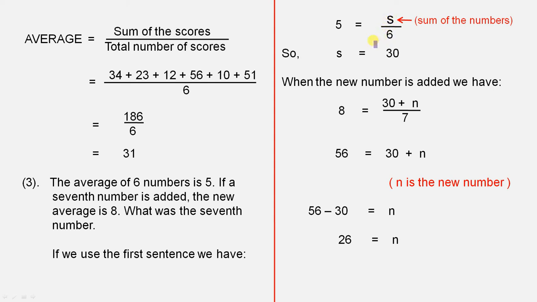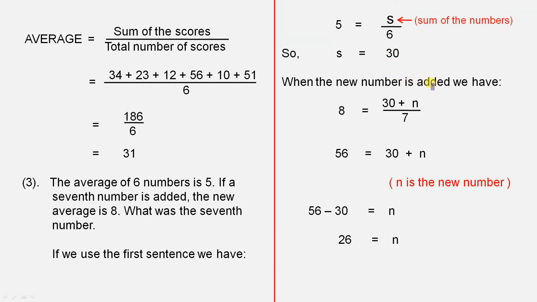Okay, so just by doing a very simple manipulation, the sum must be 30 because it's 6 times 5. So if that's 30, 6 divided into 30 goes 5, and that's the average. So that's an important bit of information that we've calculated, where the sum of the scores is 30.